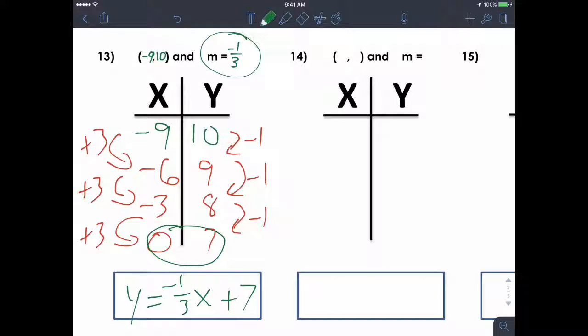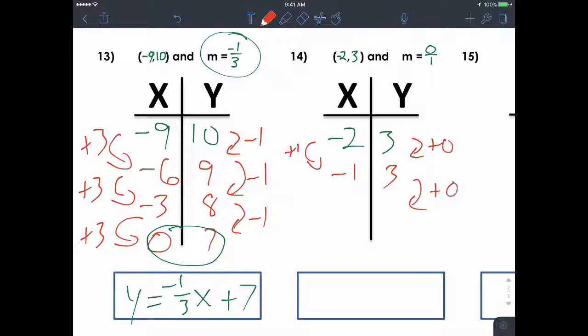All right, now for number 14, we have a point of (-2, 3) and a slope of 0. Now we also know that 0 can be written as 0 over 1. All right, so go ahead and find the equation of this line. All right, now for this one, you know you've got to put (-2, 3) at the top of the chart. Now the slope tells you to add 0 to the y and to add 1 to the x. That's going to give us (-1, 3). We're going to do it again because we have plus 0, and then we add 1, we get (0, 3).